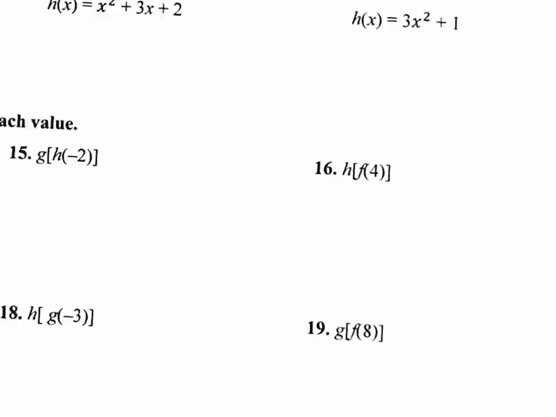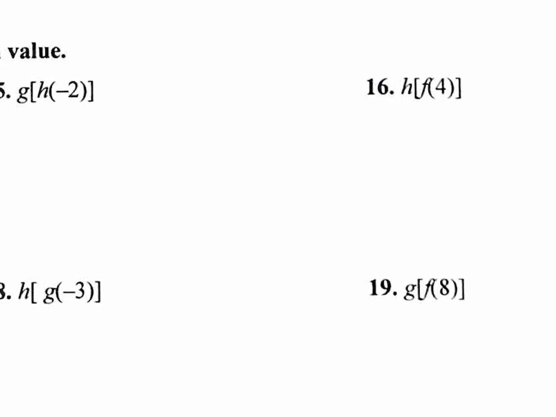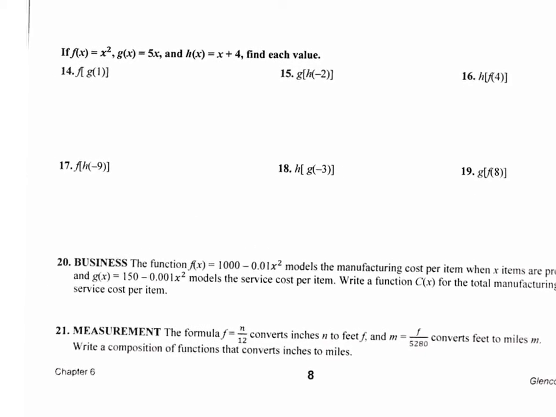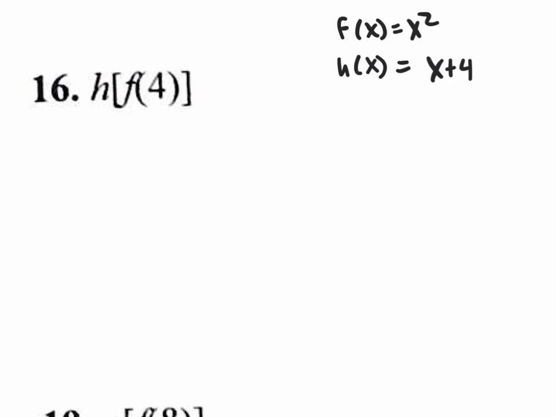16? Sure, why not? So on 16, let's first remember that the f of x function, we're going to be using the f and the h. The f of x function is x squared, and the h of x function is x plus 4. Okay, so I zoomed in and I rewrote the function so we could have them right here without having to move the screen around. So again, we're going to work from the inside out.